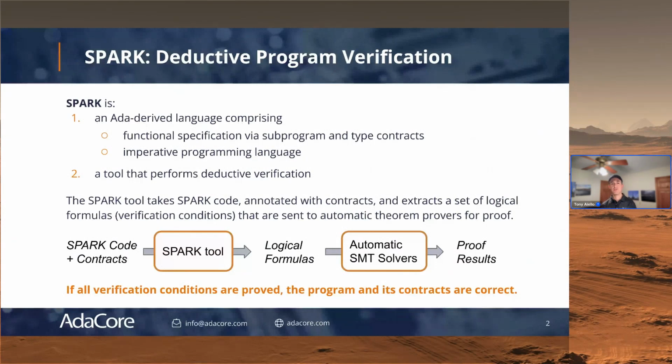Second, Spark is a tool that performs deductive verification. So the Spark tool takes Spark code, annotated with contracts, and extracts from this a set of logical formulas. We refer to these as verification conditions. And we then send these logical formulas to automatic theorem provers for proof. If you're familiar with SMT solvers, the automatic theorem provers we use are SMT solvers. We use 3, Alt-Ergo, Z3, and CVC5.